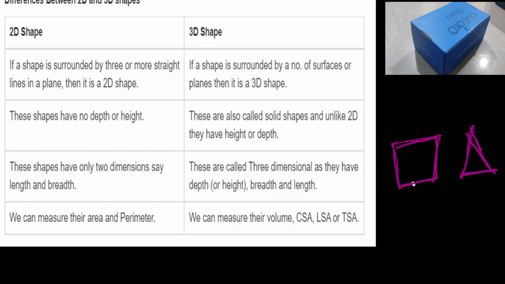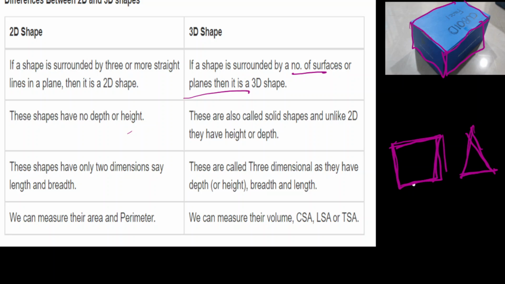All the two-dimensional shapes can be drawn on paper and all the edges of these two-dimensional figures can be seen. And if a shape is surrounded by a number of surface planes, then it is called a 3D shape. Children, here you can see this cotton box is an example of a cuboid, and this is surrounded by many planes. This is one plane and this is another plane and this is another plane of rectangular sheet. And we couldn't see all the six faces of a cuboid at a time because it is a three-dimensional shape.